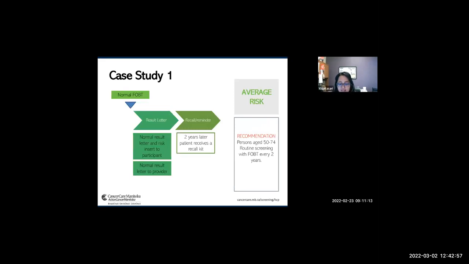For this case, this patient is considered an average risk, and the recommendation is she will be screened every 2 years from the age of 50 to 74. If the patient has normal FOBT, ColonCheck will send a kit to her in 2 years. Both the providers and the patient will see the normal result letter. Next slide.